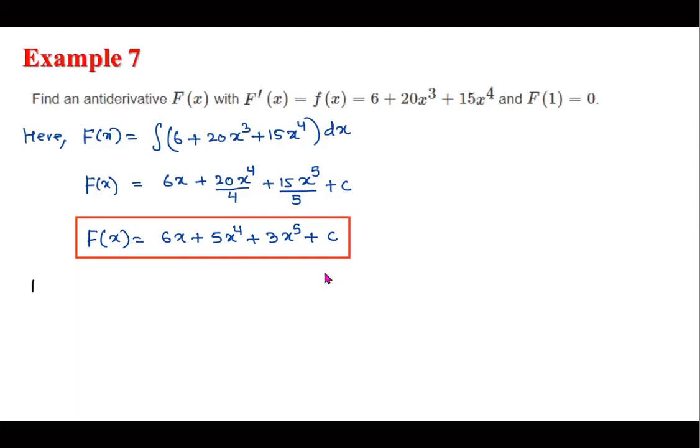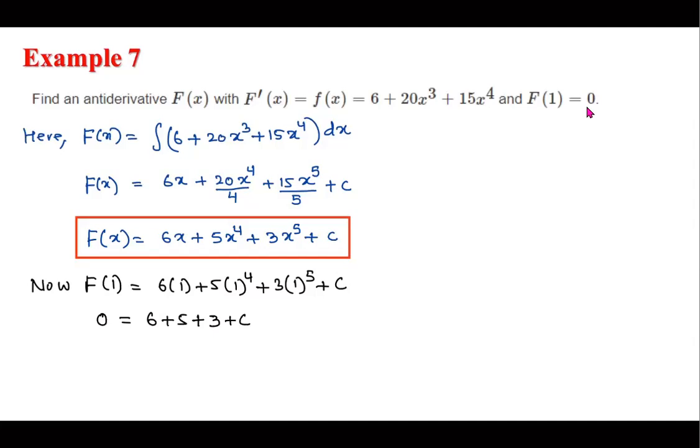Now let's use that. Now, if I want to find f of 1, I plug in 1: 6 times 1 plus 5 times 1 raised to 4 plus 3 times 1 raised to 5 plus c. But it's given that f of 1 is 0. 0 is equal to 6 plus 5 plus 3 plus c. 0 is equal to 6 plus 5 is 11. 11 plus 3 is 14. 14 plus c is equal to 0, meaning c is equal to -14.